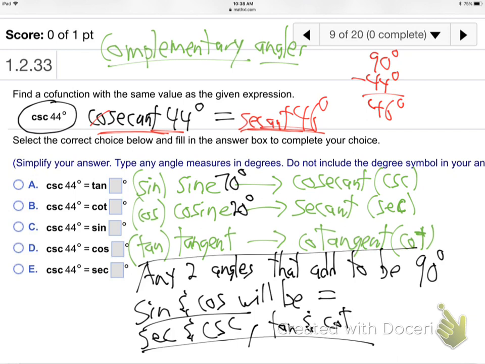So they want me to choose which one's secant. This one, huh? E, and they want me to type into this box 46. That's what they want. Choose option E, type in 46. Making sense on the co thing? Any trig function and its co, if the angles total 90, they're equal. That's why they have the co names.